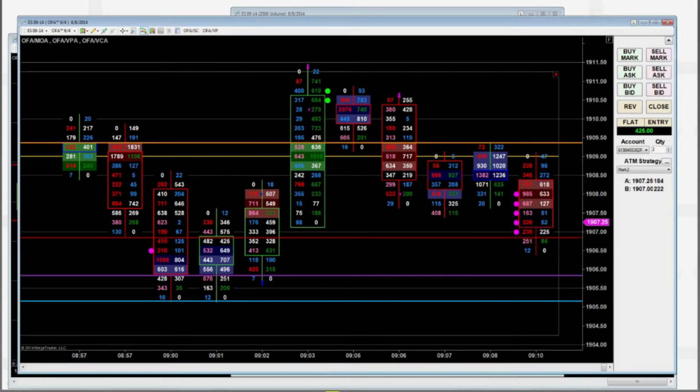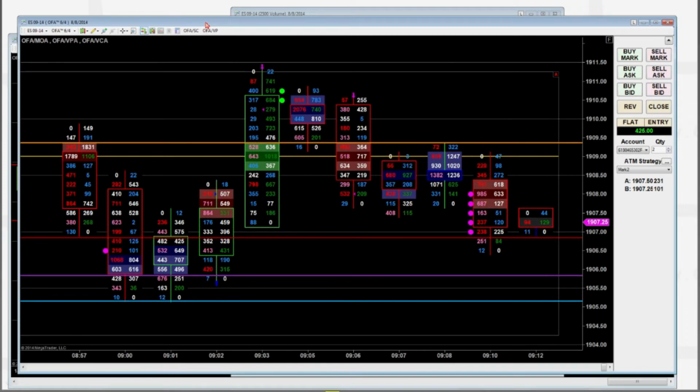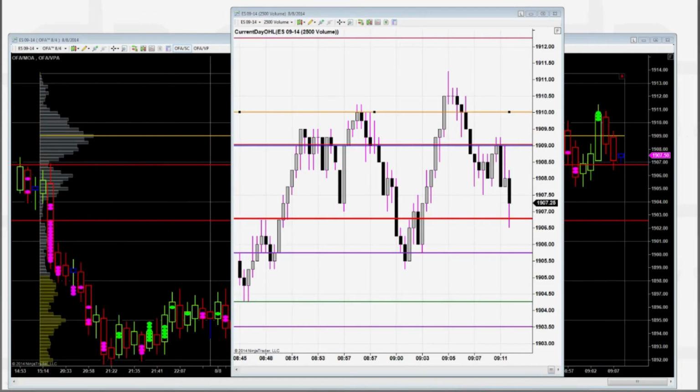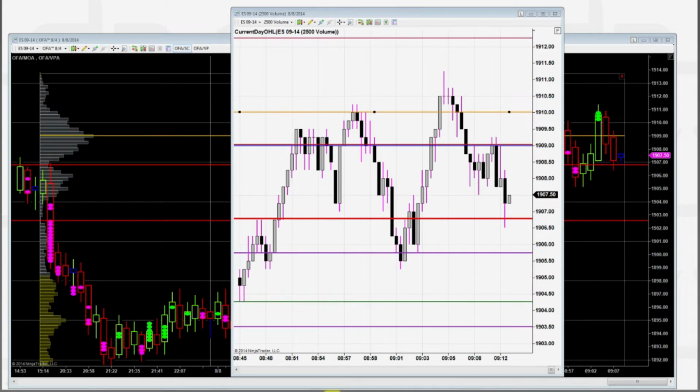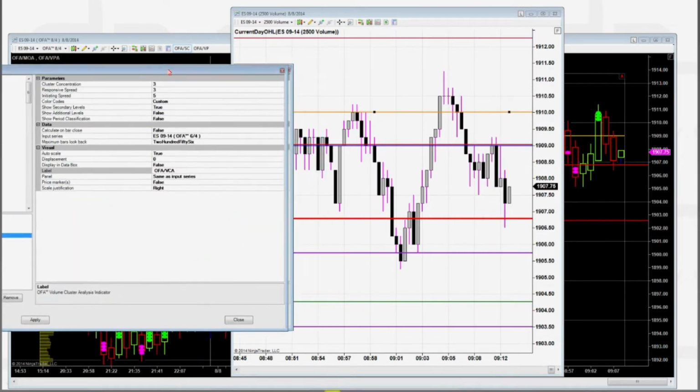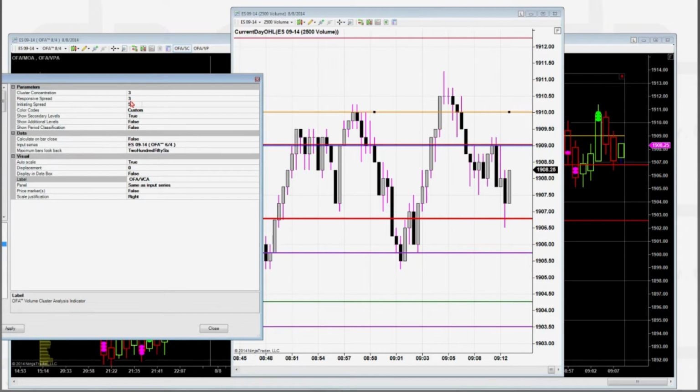VCA settings for the 6-4 chart. Let me bring these up. I'm going to move that because I'm going to wind up trading, and I don't necessarily want to do that right now while I'm messing with my settings. All right, on this chart, here are my VCA settings. My responsive spread is 3, my initiating spread is 5. Custom color codes, I usually show secondary levels, and additional levels and period classification are false for me.